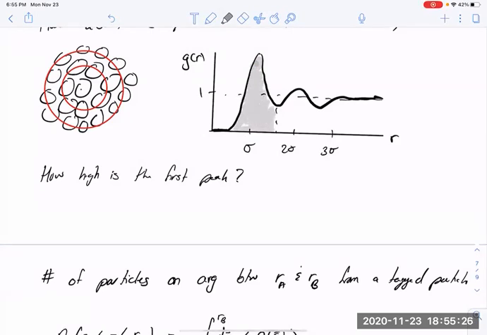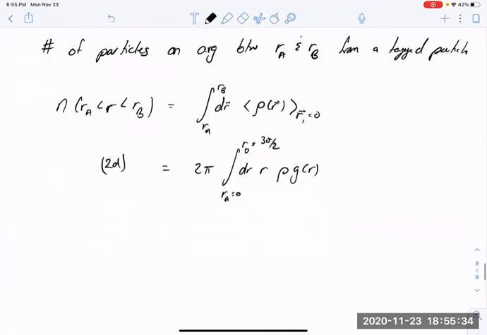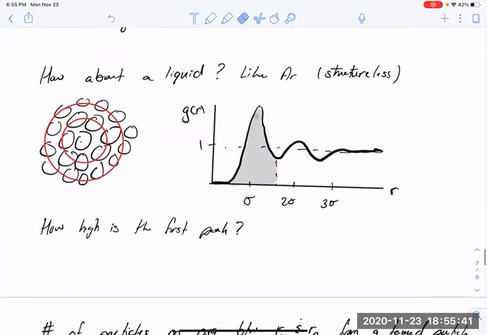The width is essentially given by sigma. If I know the area, I can infer something about the height. In 2D, this turns out to be about 6. And you can kind of even get that from this picture.